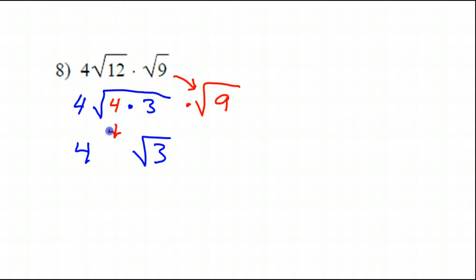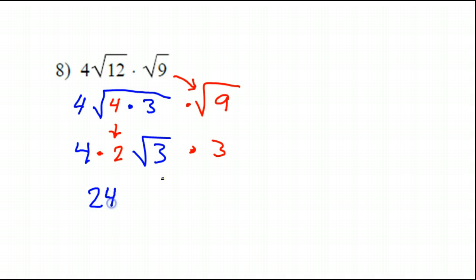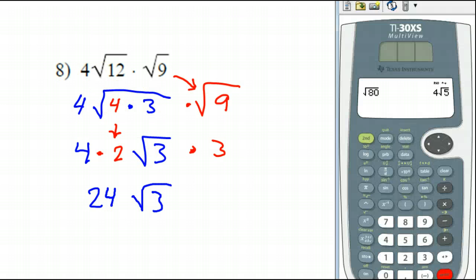Square root of 4 is 2. And that's going to multiply. The square root of 9 is 3. All right, and that's already shown to be multiplying. So now let's just clean this up. 4 times 2 is 8. 8 times 3 is 24. So 4 times 2 times 3 is 24. So that's going to give us 24 radical 3. Now, I'm curious if the TI-30XS Multiview would have done all of this for us.